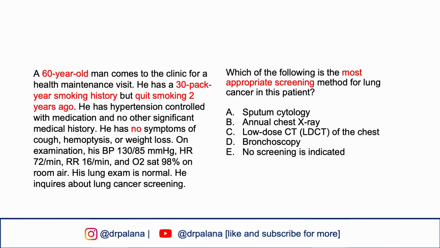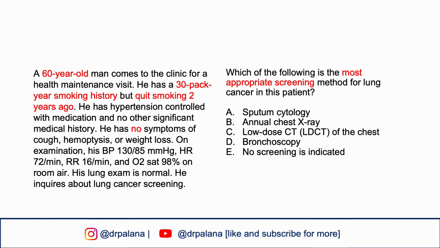He inquires about lung cancer screening. Which of the following is the most appropriate screening method for lung cancer in this patient? Sputum cytology, annual chest x-ray, low-dose chest CT, bronchoscopy, or no screening is indicated? The answer is C, low-dose chest CT.